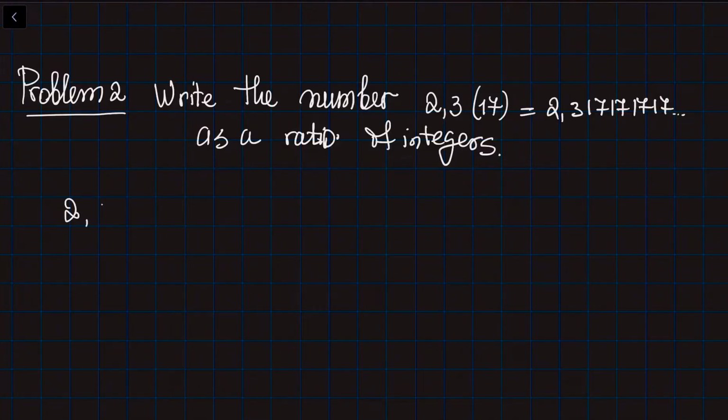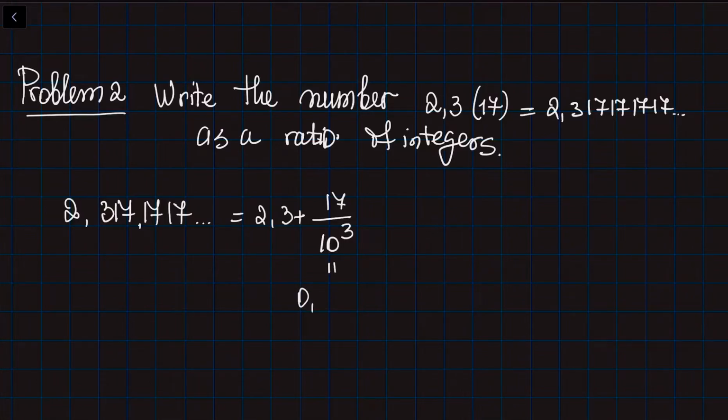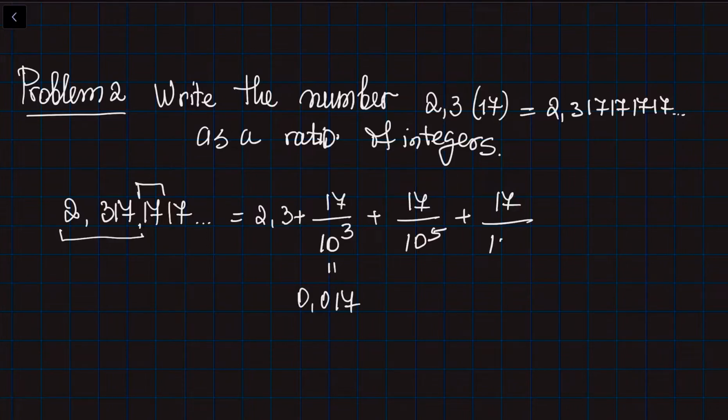So 2.317, 17, 17, and so on can be written as 2.3 plus 17 divided by 1000, right? So 10 to the power of 3. If you divide 17 by 1000, it's going to be 0.017. So if you add this to 2.3, you're going to get exactly this part. So plus 17 divided by, now I need to represent this 17, right? It's going to be 17 divided by 10 to the power of 5. So plus 17 divided by 10 to the power of 7, and so on, right?